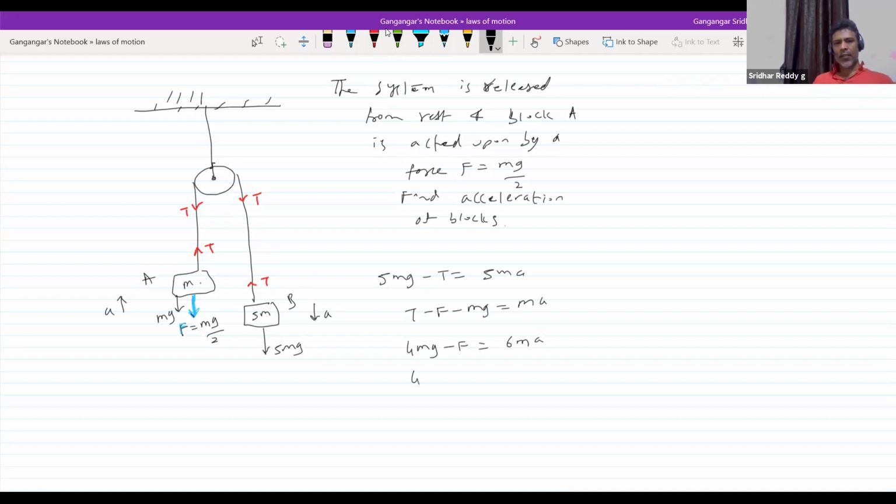What is the value of F? F is mg by 2. So 7 by 2 mg equals 6ma, so a is 7g by 12. This will be the acceleration of the blocks. If you want the tension, substitute the value anywhere and you'll get the tension. So you may get some force acting on a system.